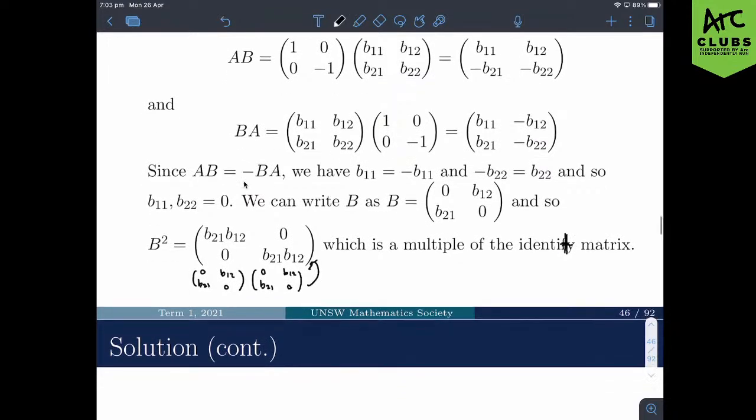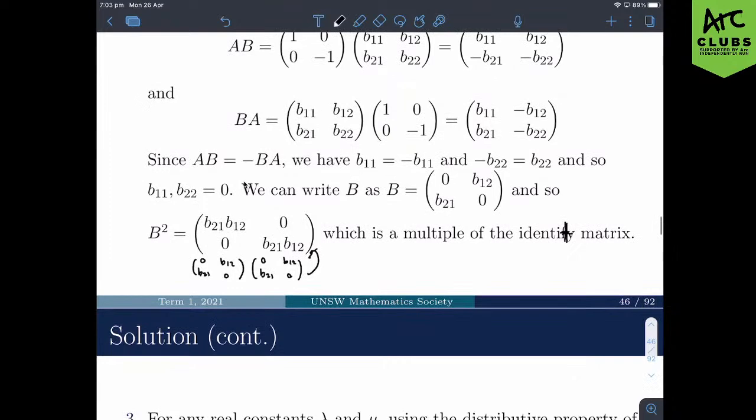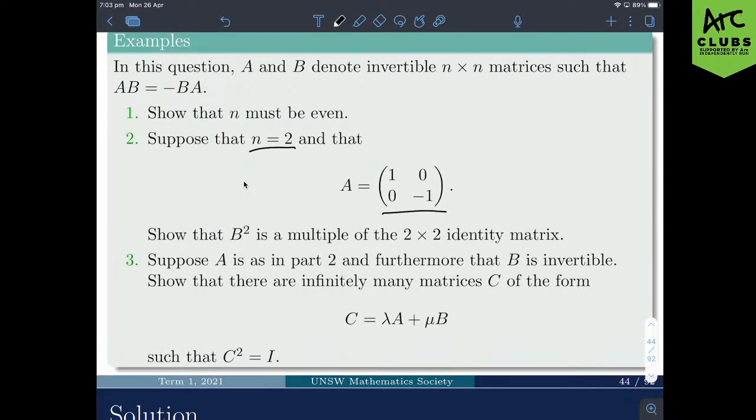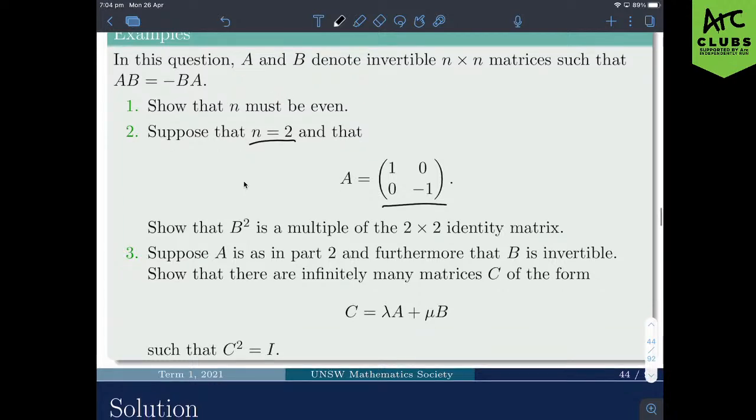So now let's do the final question. We want to show that there are infinitely many matrices of the form this, such that its square is the identity matrix. So I guess the only way to really see that is to take the square of a matrix of this form and see what it gives us.